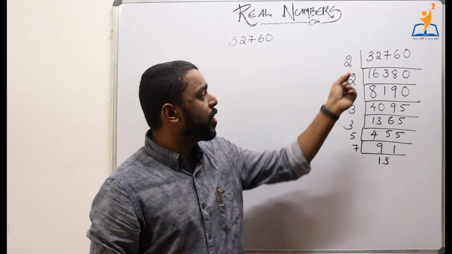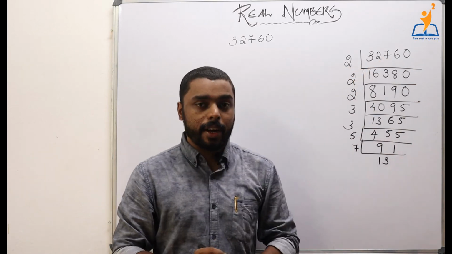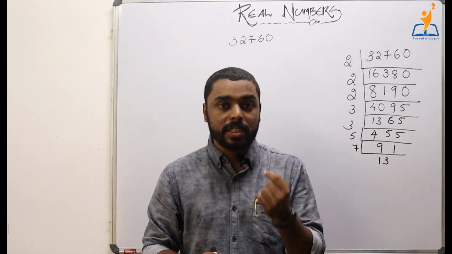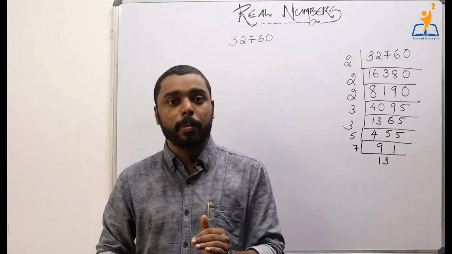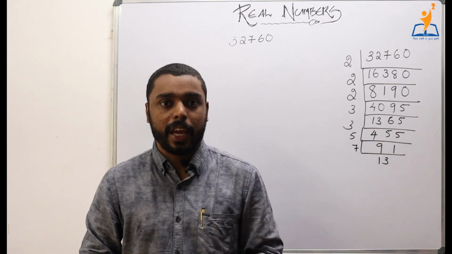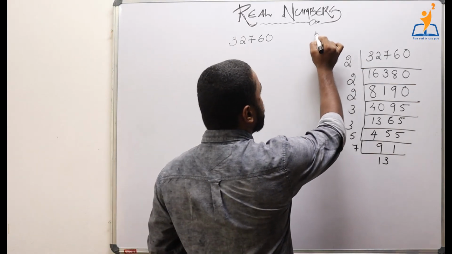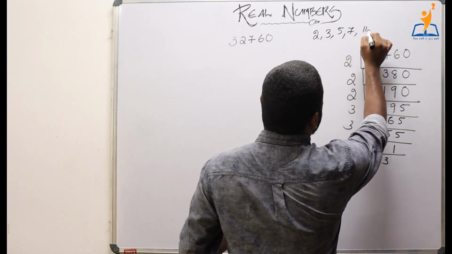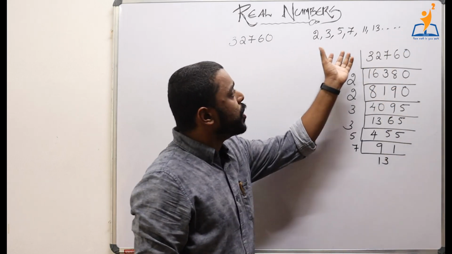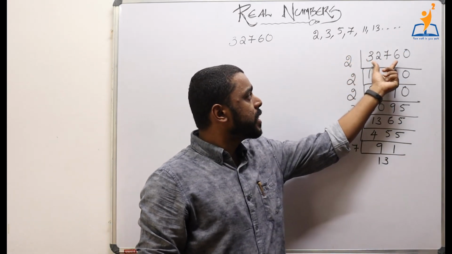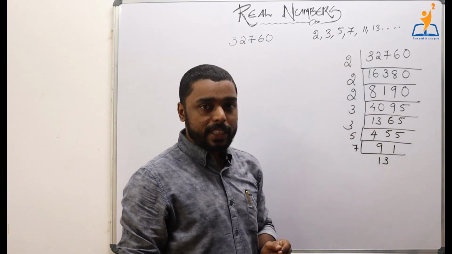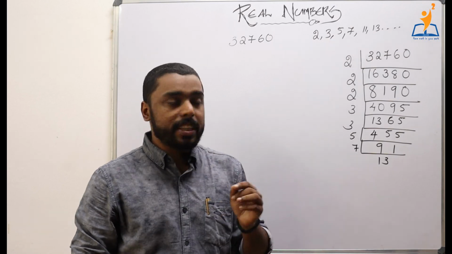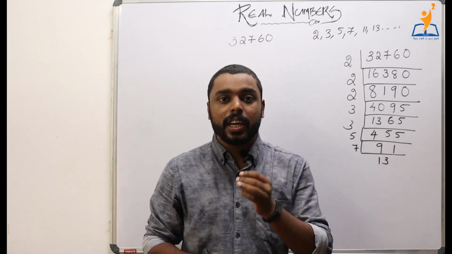So here we have divided 32,760 by 2. First of all, we have to check whether it is divisible by 2 or not. If it is not divisible by 2, then we should check for the next prime number, 3. We know that the first prime numbers are 2, 3, 5, 7, 11, 13, etc. So we should check in this order whether this number is divisible by 2 first. If it is not, then we should check for the second prime number, whether this number is divisible by 3 or not. In that manner.